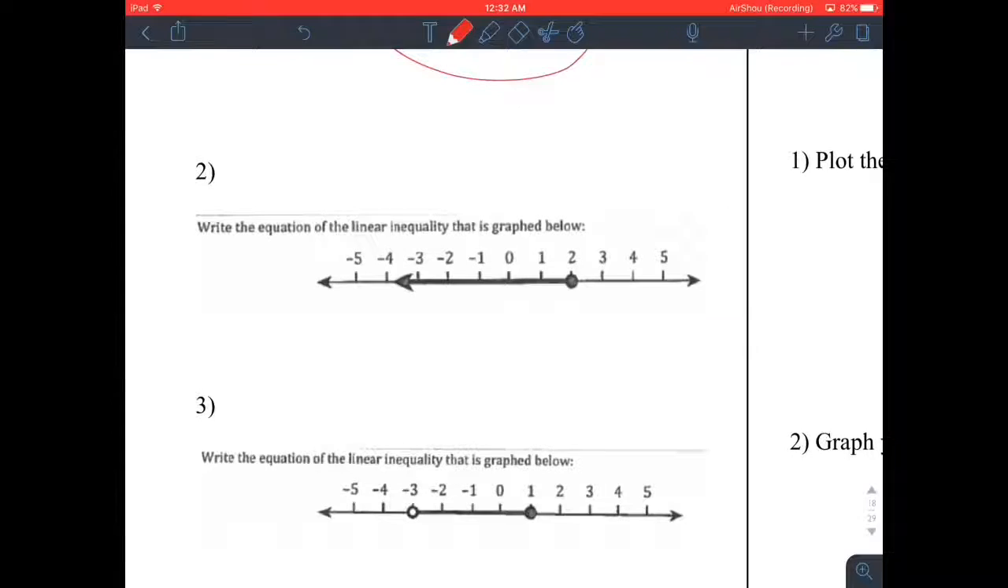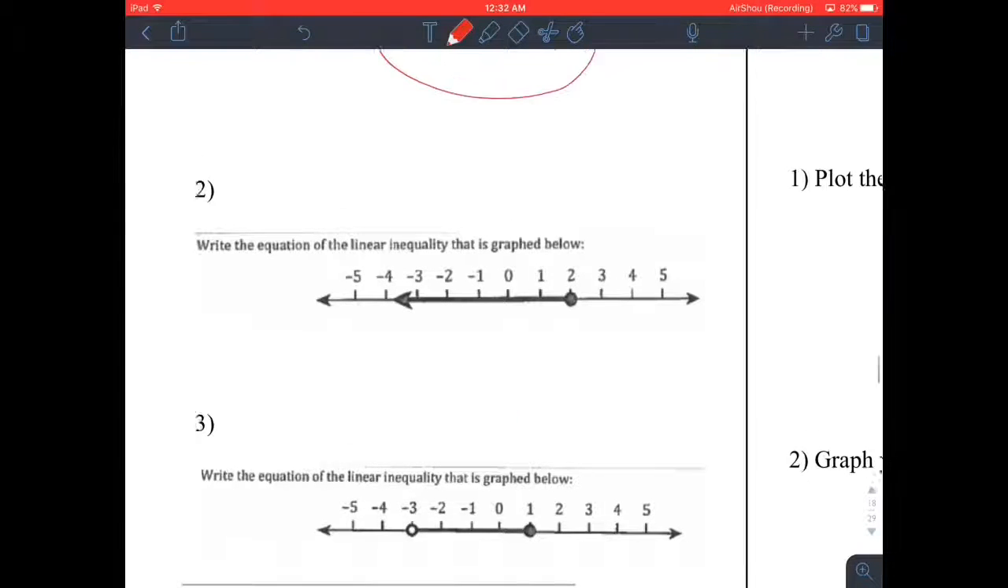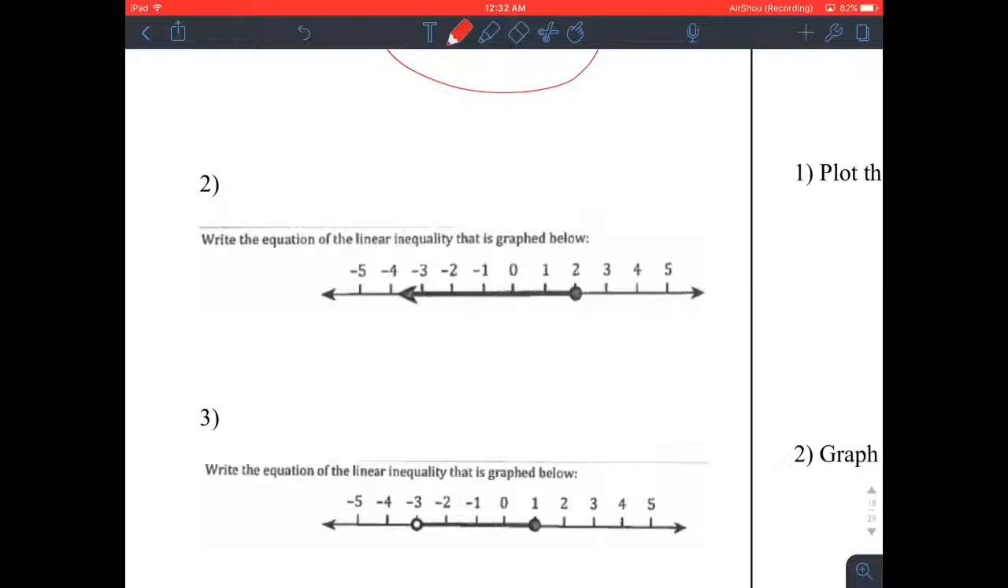Number 2, write the equation. Shouldn't really say equation, it should be inequality, of the linear inequality that's graphed below. Here we're starting at 2, and it's everything less than that. So x is less than 2. It's a closed circle, so it's less than or equal to. So any number that's less than or equal to 2 would follow this thing here that's darkened in.